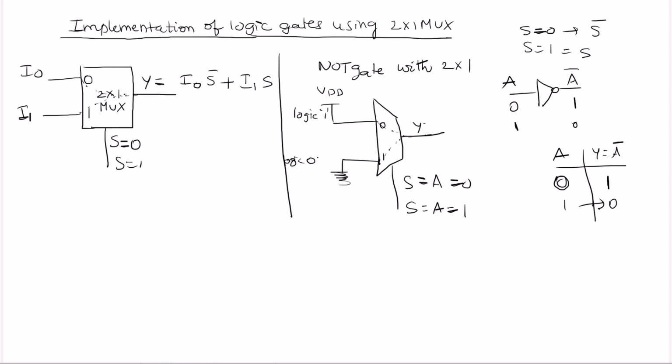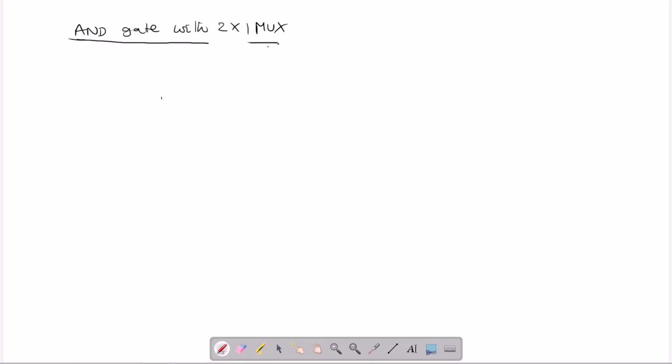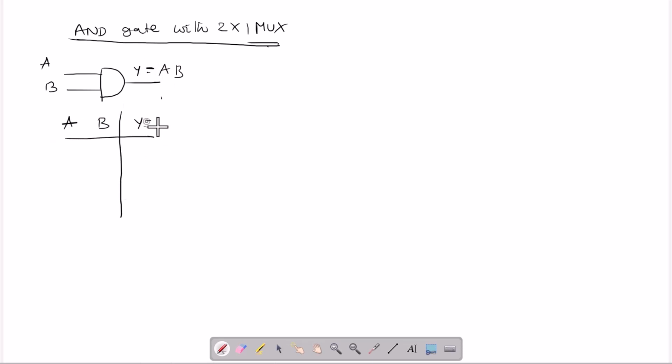In a similar fashion, you can design the AND gate. Now we will discuss the AND gate with the 2 to 1 MUX. The AND gate symbol will be like this. A and B are the inputs and the output Y is equal to A dot B. The truth table will be: for 0, 0 the output is 0; 0, 1 gives 0; 1, 0 gives 0; and 1, 1 gives 1. So this is the truth table.